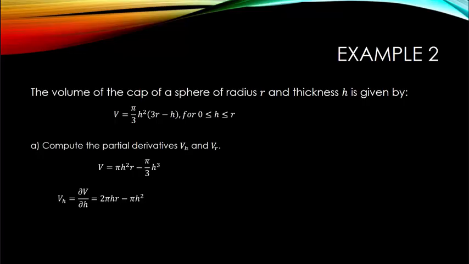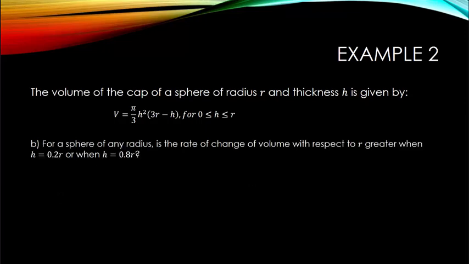I can write that a little differently by factoring out the constant pi, and I get pi times the quantity 2rh minus h squared. Vr is the partial derivative of V with respect to r, and that just becomes pi h squared. This is because pi thirds h cubed is a constant, so that derivative goes to 0.